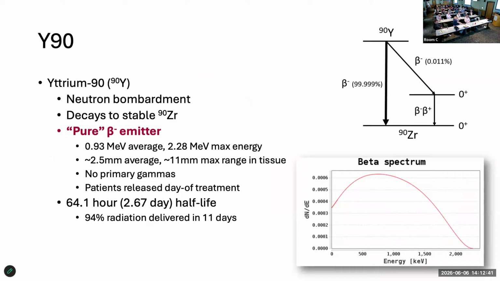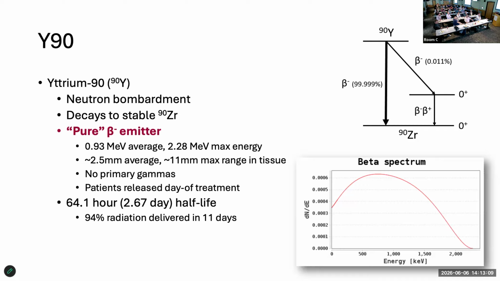The energy of these beta particles is on average 0.93 mega electron volts, which means they travel 2.5 millimeters in tissue. And they have a max range in tissue of 11 millimeters, meaning that we can release patients same day for these treatments. Obviously, we're going to get a measurable signal outside of the patient just from Bremsstrahlung. However, it's not high enough that we have concerns for a patient's caregivers or anything along those lines.